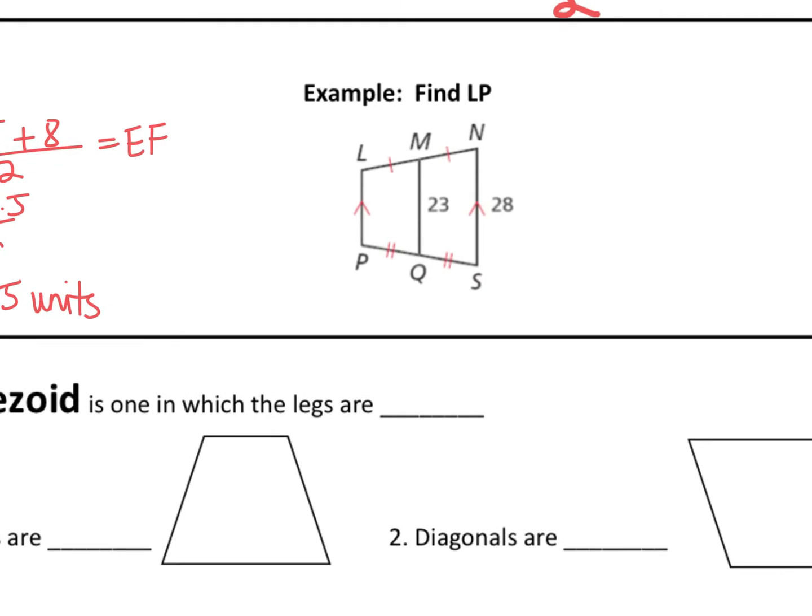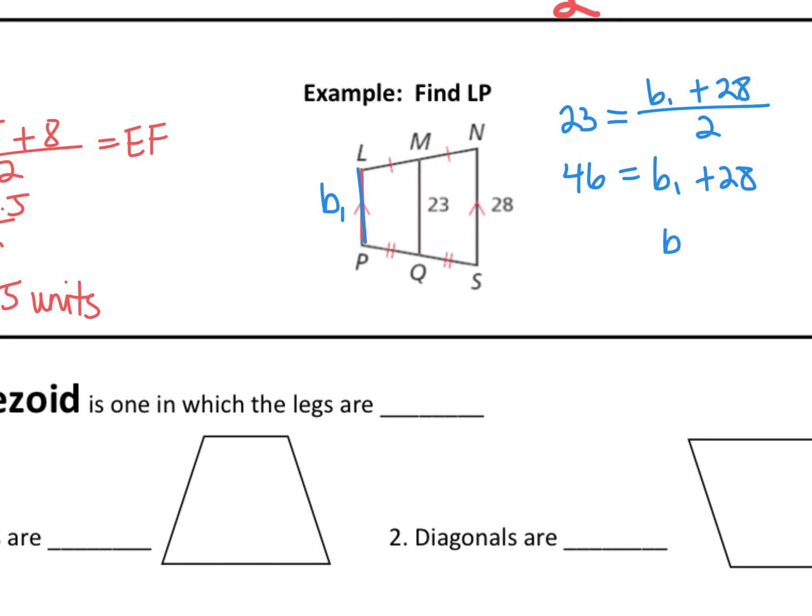On this next example, I need to find one of the bases. So this is my B1. I have 23 is the average of B1 plus 28 divided by 2. So we solve for this, and we get 46 equals B1 plus 28. Subtract 28 from both sides, and I get that B1 is 18 units.